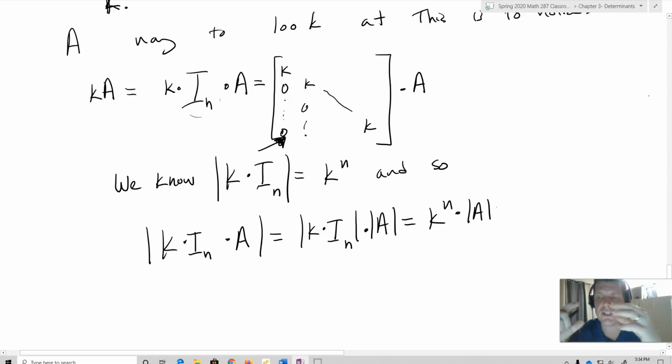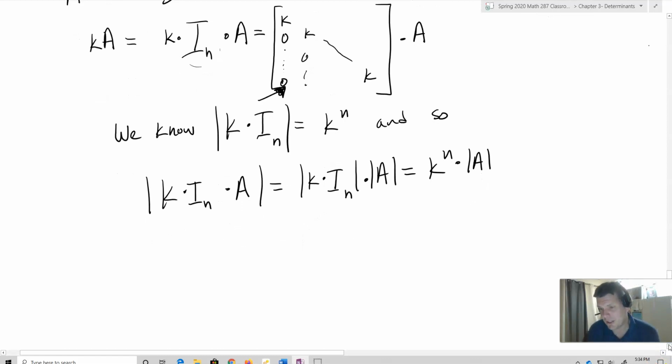If you're just going to multiply the one row. On the other hand, if you're actually multiplying by a scalar, right, you're multiplying the matrix by a scalar, then what you have to do is raise it to the dimension of the matrix, and then that times the determinant, because it's actually a different process. So be very careful with that kind of thing, okay? All right, so that's matrix multiplication. Kind of handy to know.